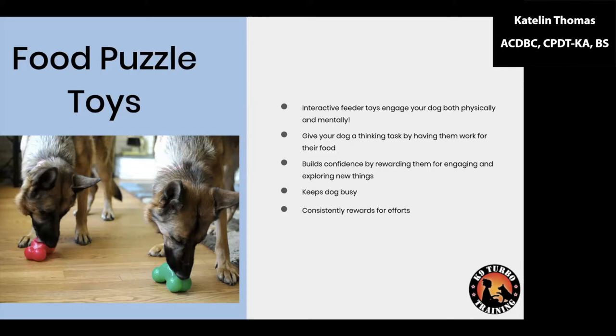If it's too hard for your dog, you might see things like barking at the object. You might see things like pawing excessively. You might see things like just chewing, but they're not really taking the time to calm down and think about what they're doing. Or you might see that the dog just gives up. So those are our signs that it might be too challenging or too easy.